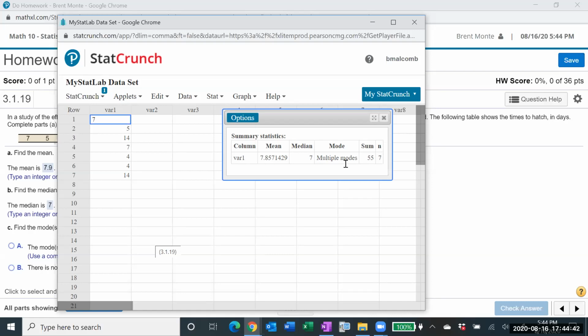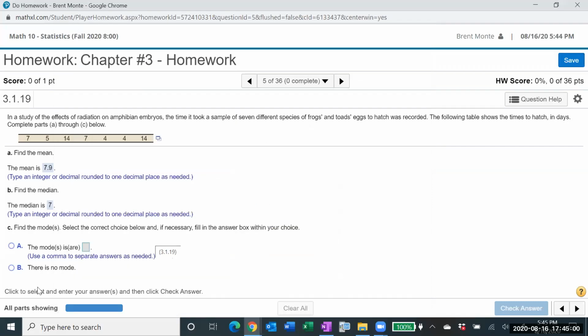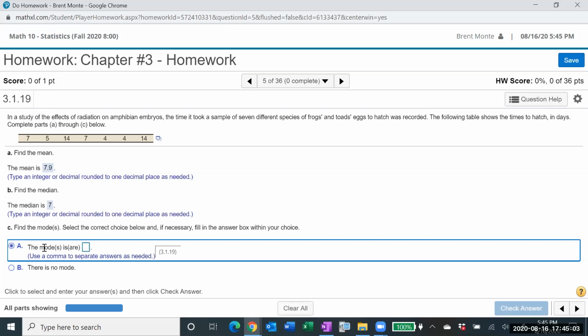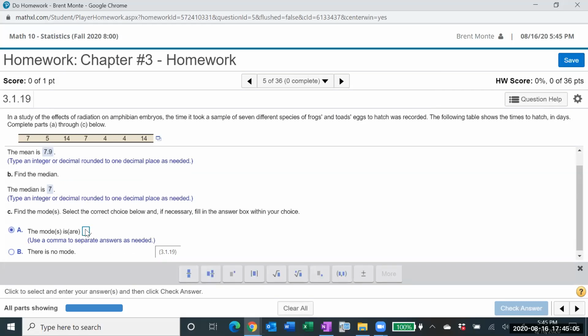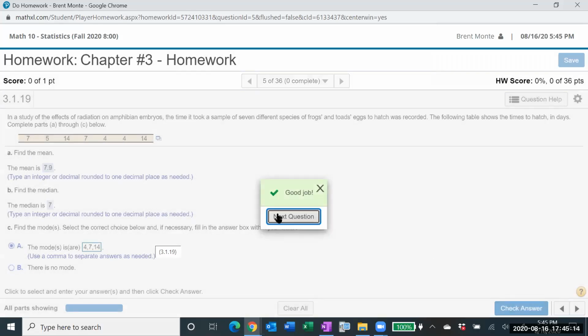Remember, the mode is the most frequent. So let's see, there's 2 7s. There's also 2 4s, and there's also 2 14s. And that's the most anything occurs. So I'm going to go for 7. I don't know if I have to put them in order, but I will just to be safe. So 4, 7, and 14. So let's go back over here. The modes are, what do we say, 4, 7, and 14? It says separate by a comma, 4, 7, 14. Let's check that. Got it again.